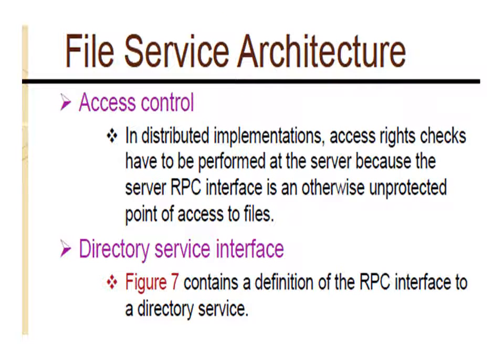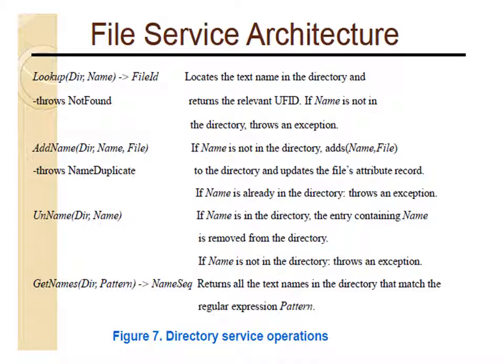And coming to access control, in distributed implementations, access rights checks have to be performed at the server because the server remote procedure call interface is an otherwise unprotected point of access to files. Directory service interface. The next figure contains a definition of the remote procedure call interface to a directory service.